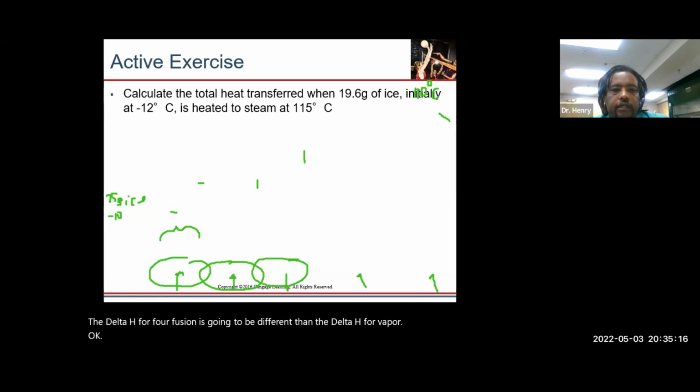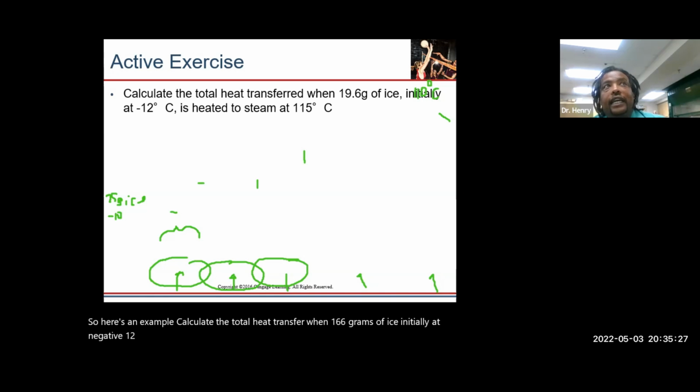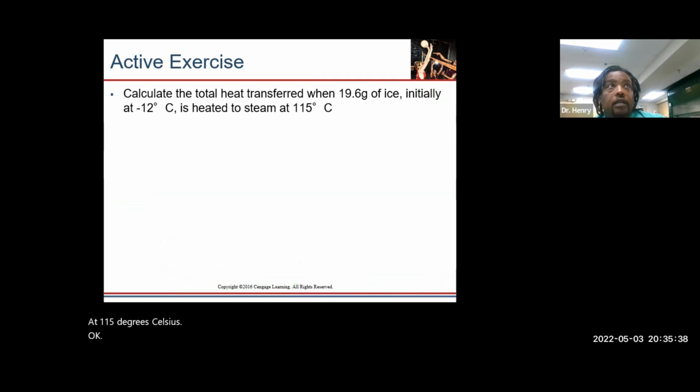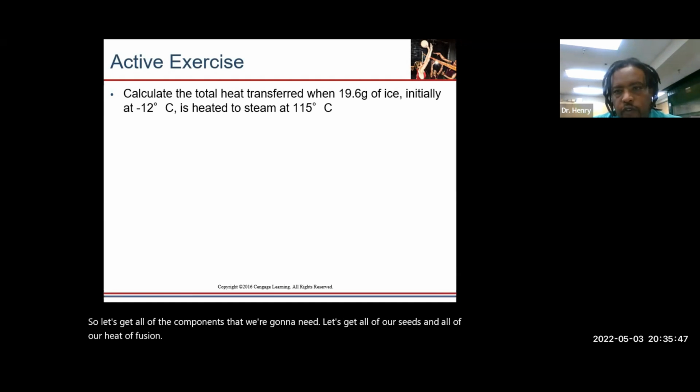Okay, so here's an example. Calculate the total heat transfer when 16.6 grams of ice, initially at negative 12 degrees Celsius, is heated to steam at 115 degrees Celsius. Okay, so let's get all of the components that we're going to need. Let's get all of our C's and all of our heat of fusion from our tables.